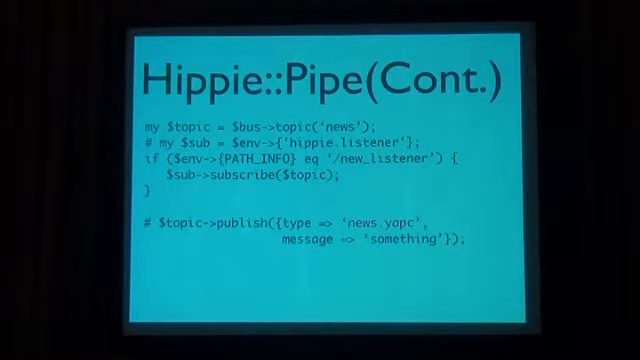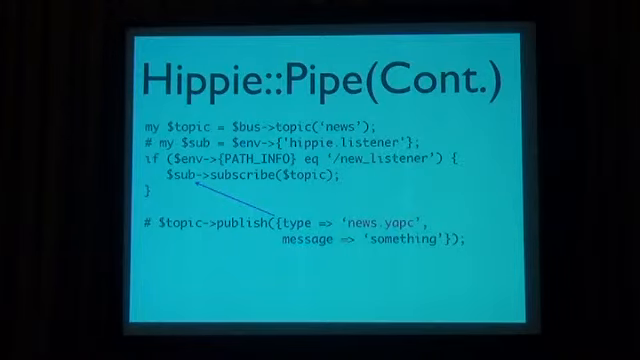So if we create a topic called news, and in the new listener callback, which means when we match the path info to new listener, you can subscribe the current subscriber to it. So everyone who's newly connected to your Hippie will be subscribing to the news topic. Later, somewhere else in the code, or even if you're using MQP, some other server, when you publish to the topic with something like JSON, like type news.yapc, message something, this will be available to the subscriber.